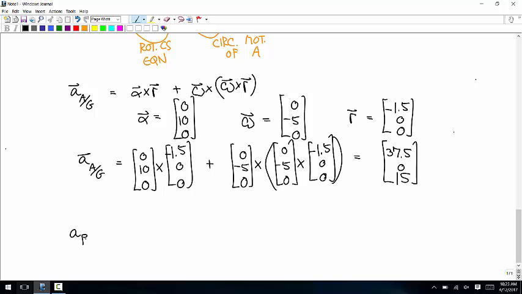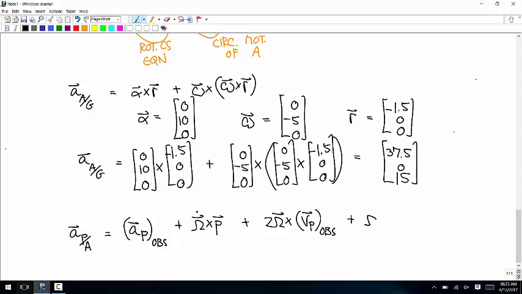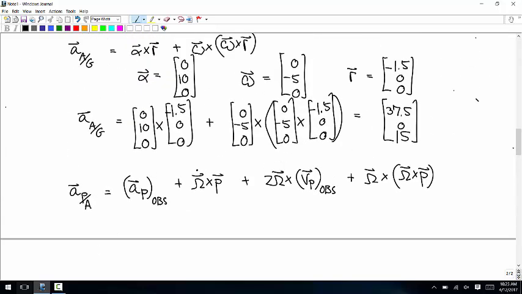So the acceleration of P relative to A is equal to the acceleration of P that's observed, plus capital Omega dot cross P, plus 2 times capital Omega cross the observed velocity of P, plus capital Omega cross quantity capital Omega cross P. So let's figure out what all these are, and then we're just going to plug them in.